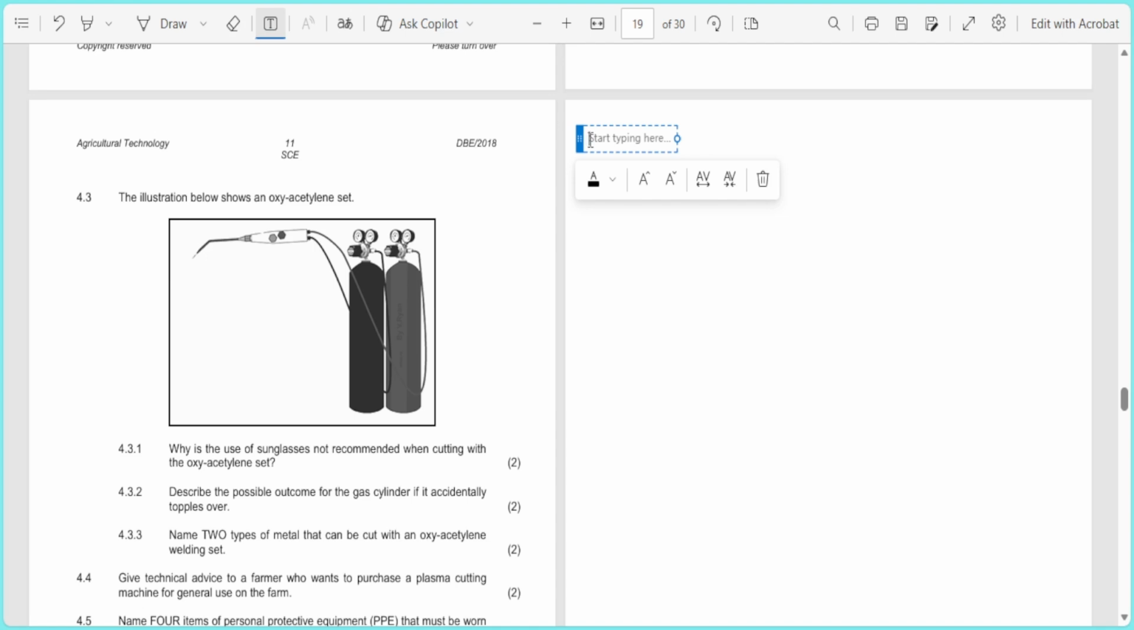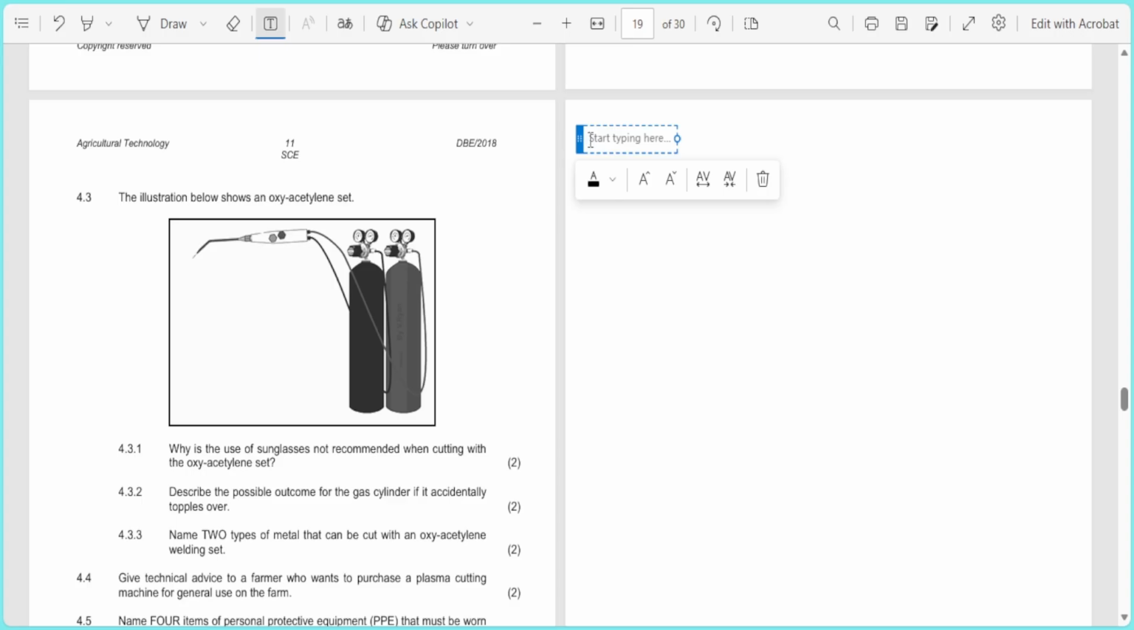Plus, the sparks are at a higher temperature, which can melt the sunglasses that you decided to use. So it is important that we use the correct PPE, not just anything that you find. The correct PPE is very important.